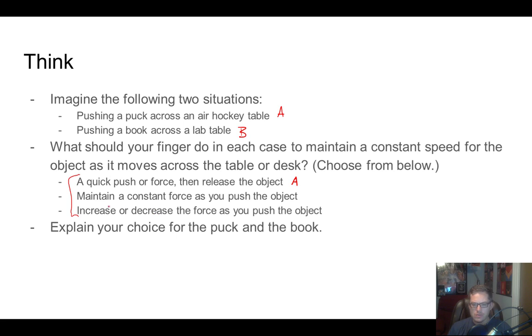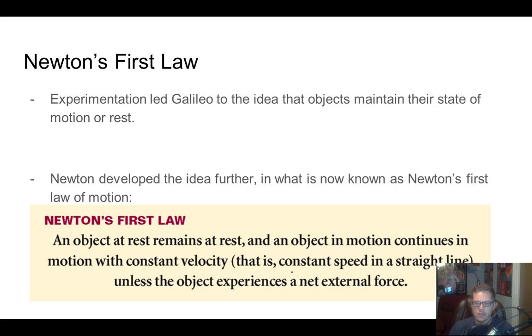So the first one's right out for situation B. Maintain a constant force as you push the object. That sounds about right. What's the third one say? Increase or decrease the force as you push the object. If we increase the force on our push, then the book will start moving faster and faster, depending on how hard we push it. So obviously, this one, B, has to be it if we want to keep it moving at a constant speed. All right. So Newton's first law here is very important. This is where we've been headed all the way from chapter 4 in this whole unit so far.